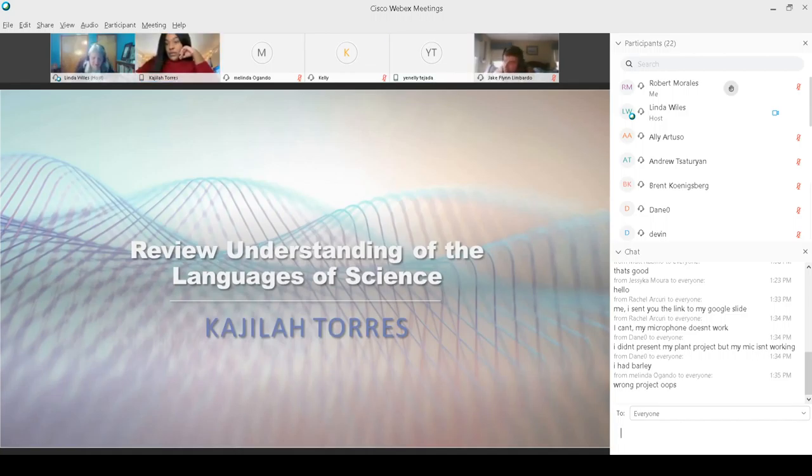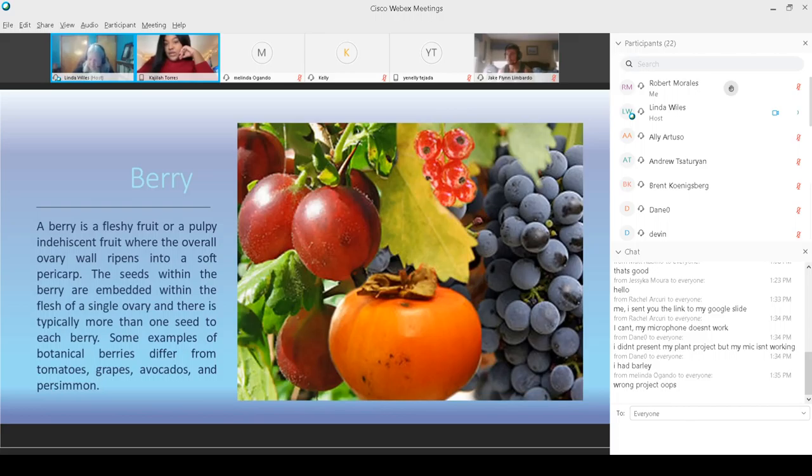Okay, go ahead. This is reviewing your understanding of the languages of science. So my first word was berry, and a berry is a fleshy fruit or a pulpy indehiscent fruit, where the overall ovary wall ripens into a soft pericarp. The seeds within the berry are embedded within the flesh of a single ovary, and there is typically more than one seed to each berry. Some examples of the botanical berries are tomatoes, grapes, avocados, and persimmon.